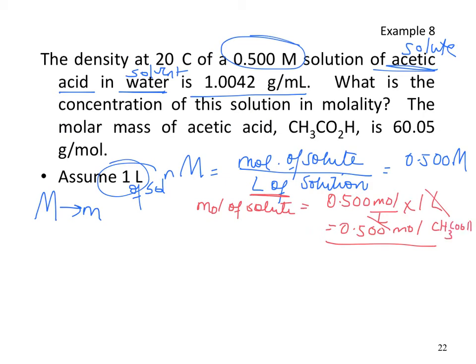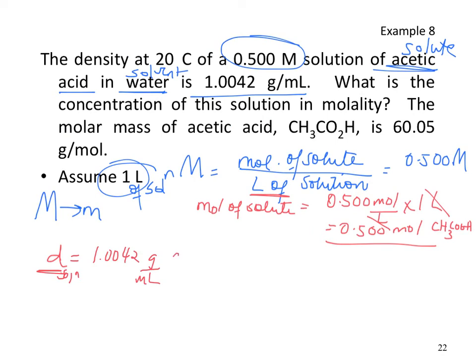CH3COOH, that's acetic acid. Now, we have been given that the density is given to be 1.0042 grams per milliliter. This is density of what? This is the density of the solution of acetic acid in water. This is not pure water. This is the solution of acetic acid in water.